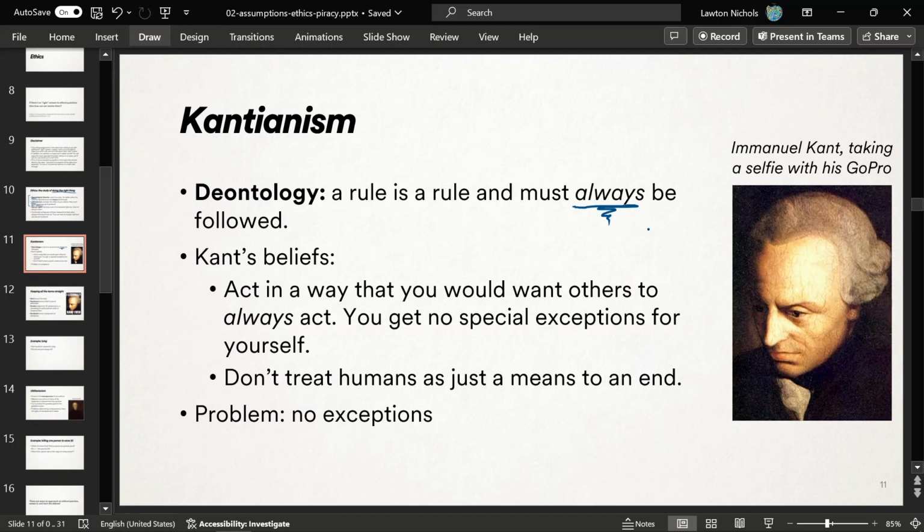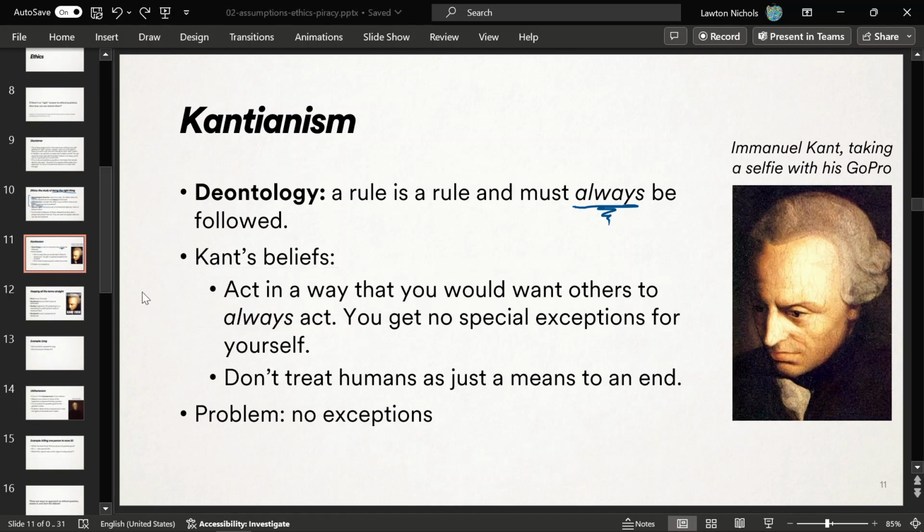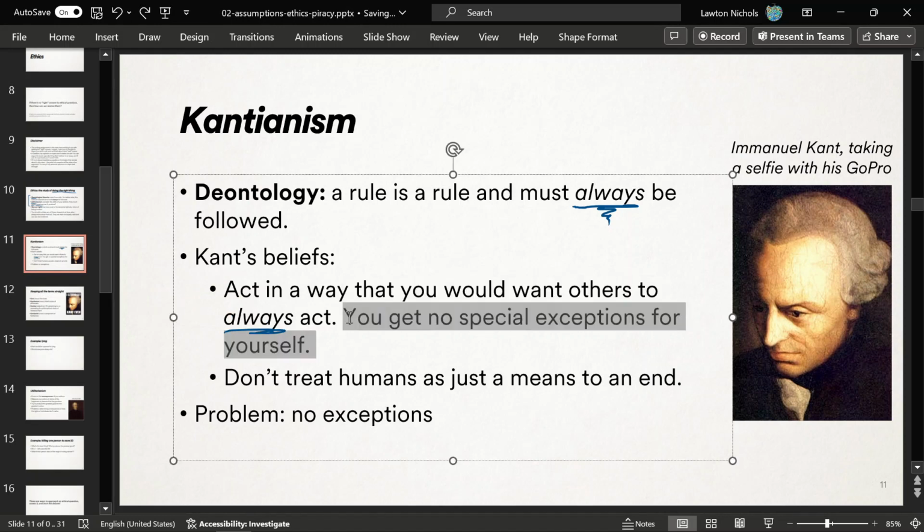Okay? So what Kant thought was, that's what his name was. Kantianism stems from a dude named Immanuel Kant, and he believed that you should follow the golden rule essentially. You should act in a way that you would want others to always act. Okay? So again, always is a big deal. This is how we're going to approach ethical problems under the lens of Kantianism. And also, there's no special exceptions. If you think one thing, and that's how everybody should always act, you get no special exceptions. You can never break that rule, right? So that's what Kant thought.